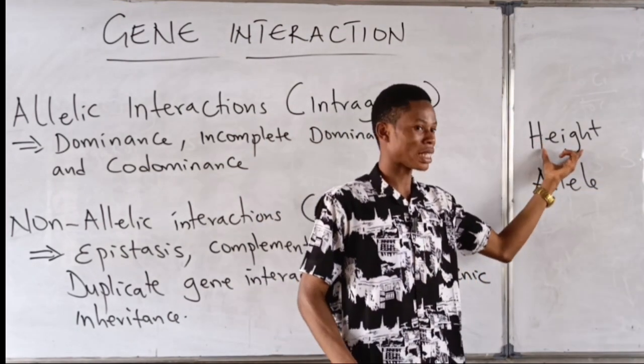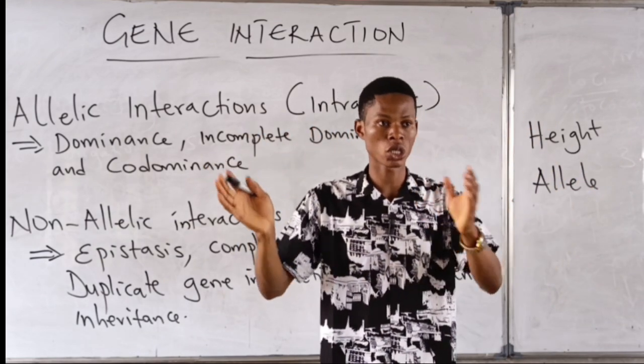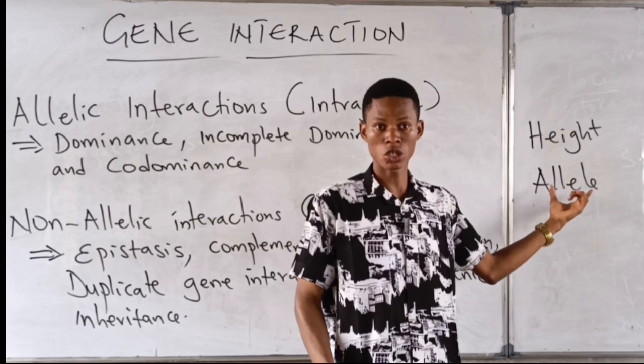So the alternate forms of a particular trait are called alleles. That is, height is one trait. If you look at the different forms, tall and short, those are alleles, right? Yes. Is it not? Yes.